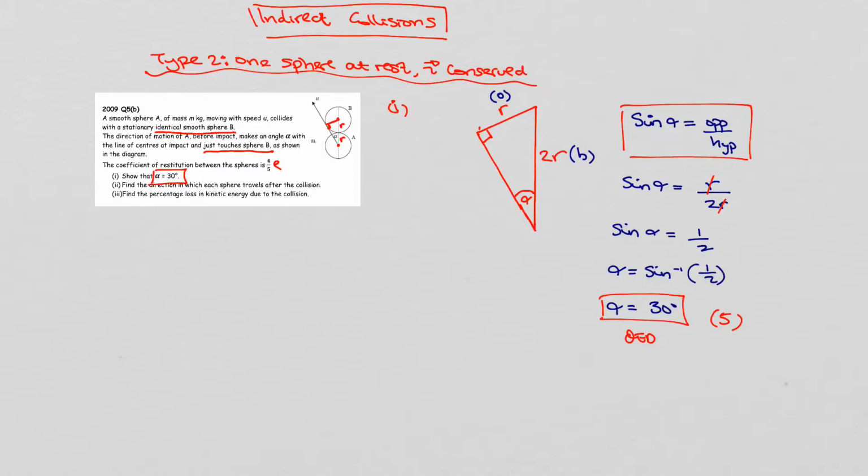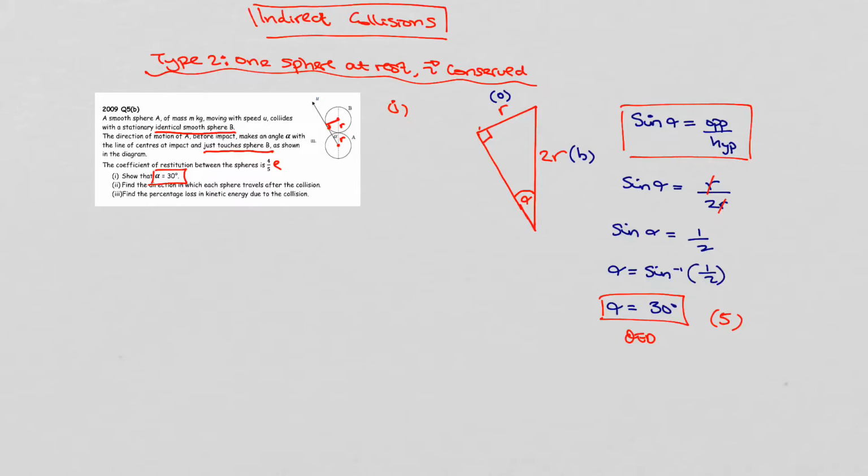To find the direction after the collisions, we obviously need to set up our table, do our principle of conservation of momentum and Newton's experimental law of restitution, and work out what their speeds are after the collision. So let's start by making out our table on the next page.